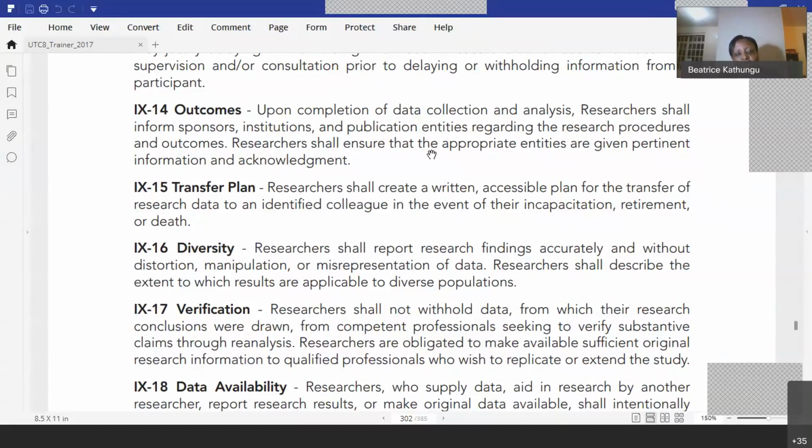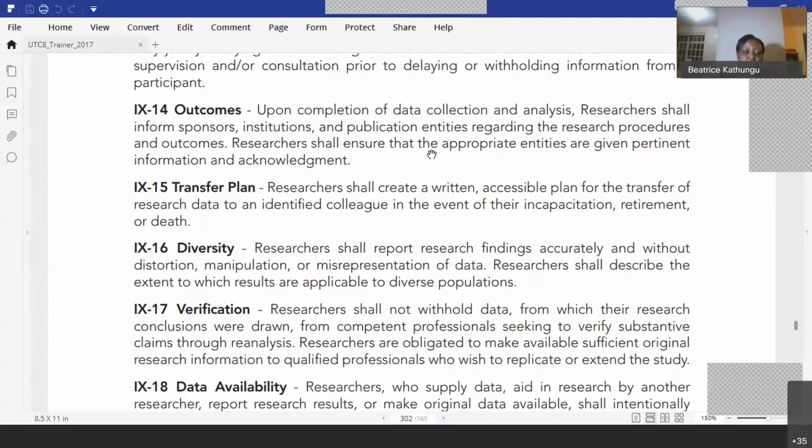And so this number 15 standard is telling us that we need to create a written plan to indicate, supposing you are doing a research and you became incapacitated, or you are in an organization and you retire because your time for serving is over, or in the event of death, who is it that can take up that process and be answerable for that research project?